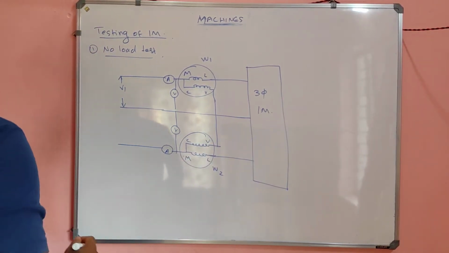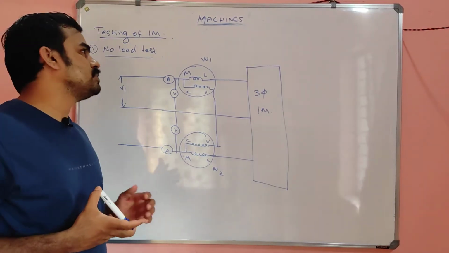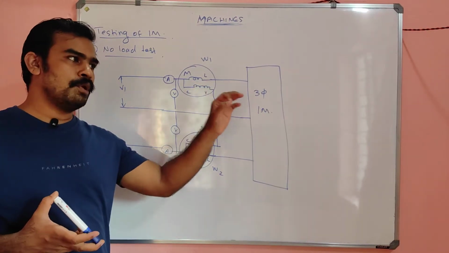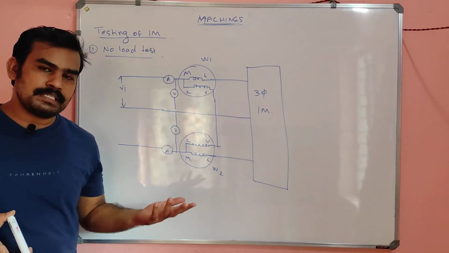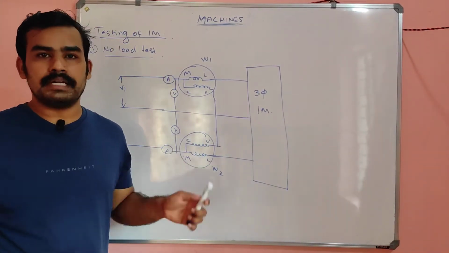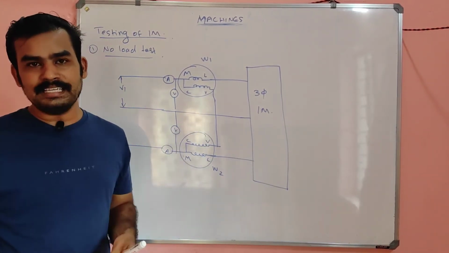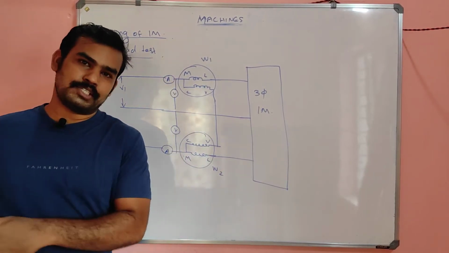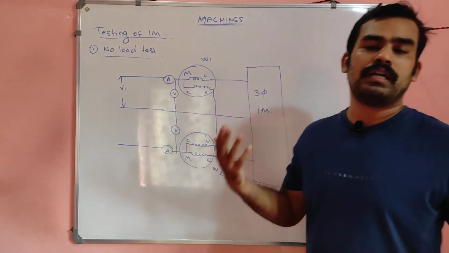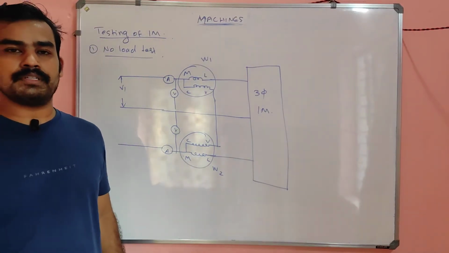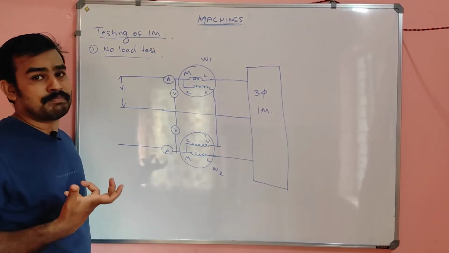So why are we using this test? What is the importance of this type of test? In the transformer we did the no load test, I mean the open circuit test, as well as the short circuit test. What was the purpose? In order to determine the parameters in the equivalent circuit, right? R0, Xm, I0, Iw, Im, right? R1, X1, R2, X2, etc. These are the parameters in the equivalent circuit. By doing the open circuit test as well as the short circuit test, we came to know the values of the parameters.